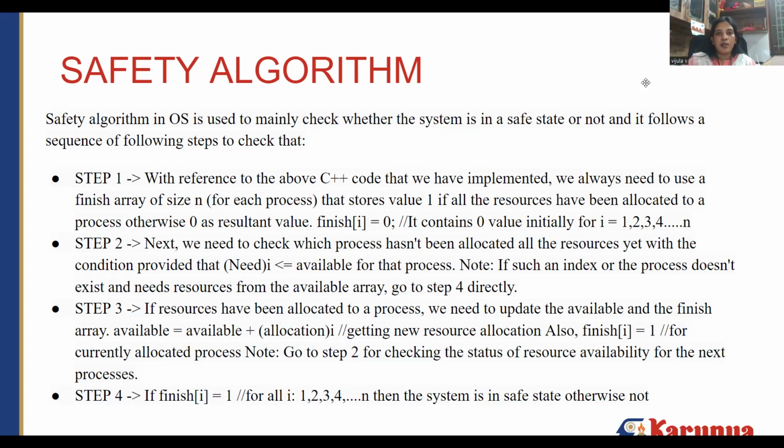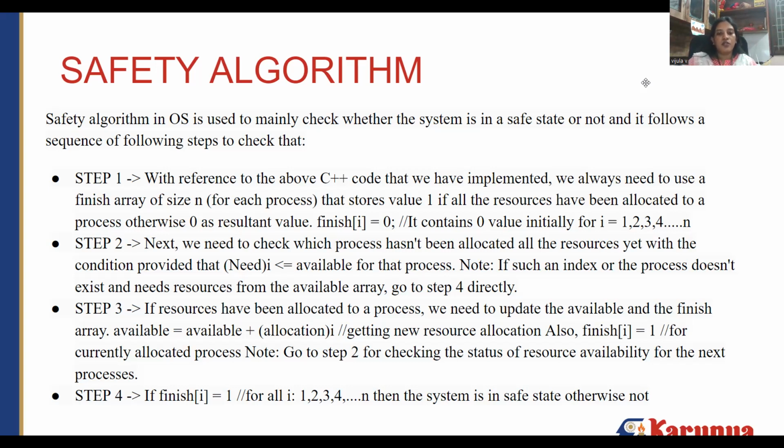And the third step is, if resources have been allocated to a process, we need to update the available and finish arrays. That is, the available becomes available plus the allocation of that process, getting the new resource allocation. Also, we set the finish value equal to 1 for the currently allocated process.